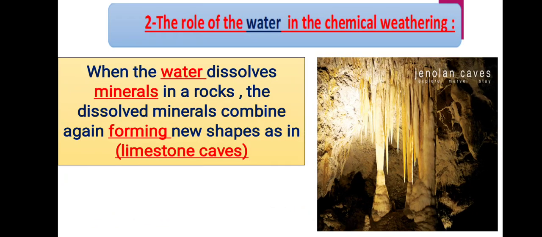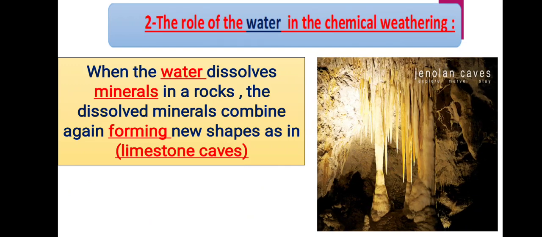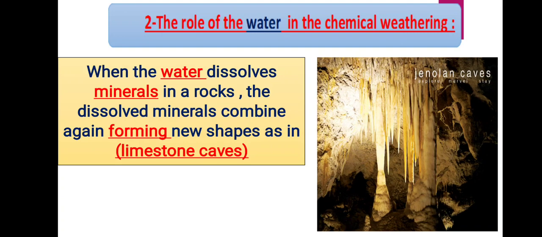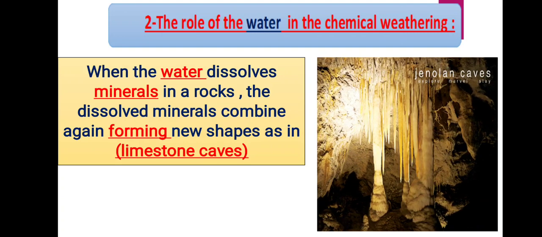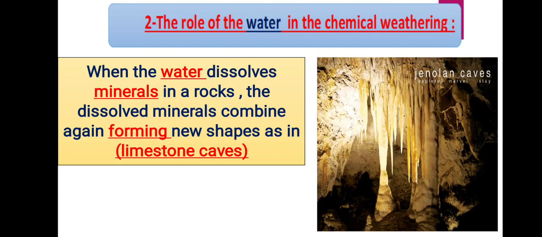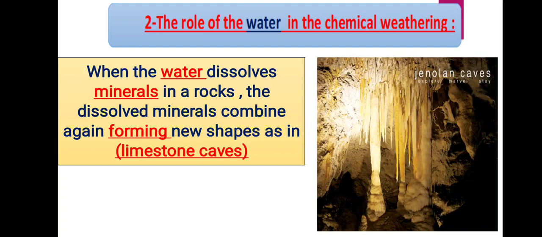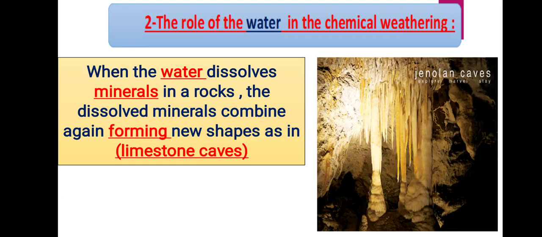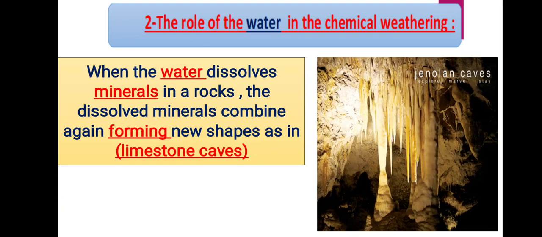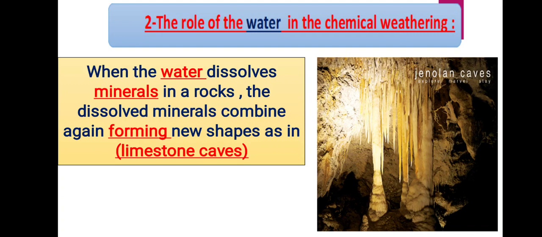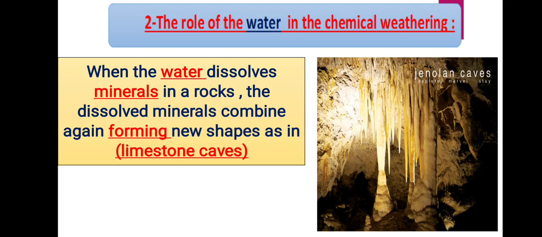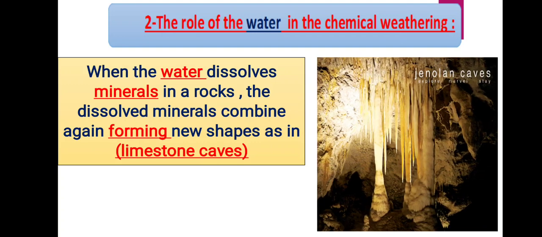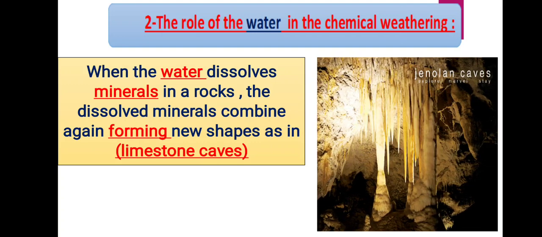Okay, number 2, the water. How can the water help in the chemical reaction? There is a chemical reaction between the water and the rock. At first, when the water reacts with the rock, the water can dissolve some minerals of the rock. The rock is made of many minerals, one of them is the iron, and the calcium. So when the water reacts with the rock, it can dissolve some minerals of the rock.